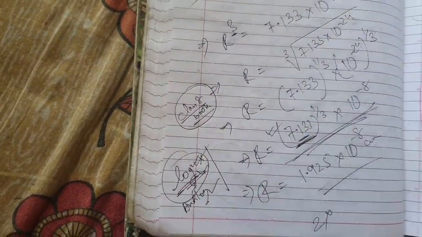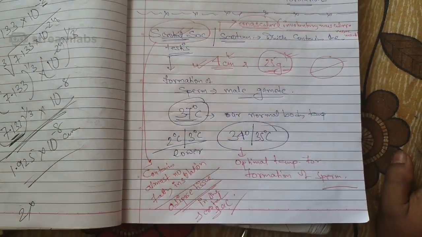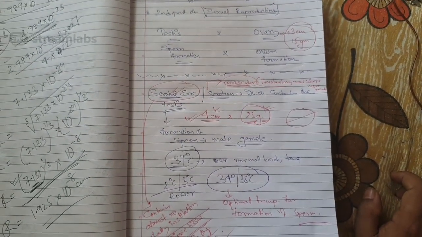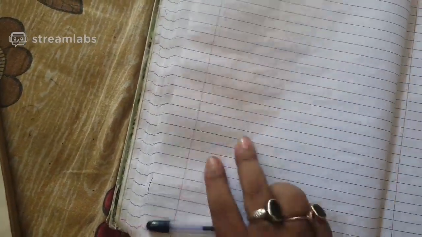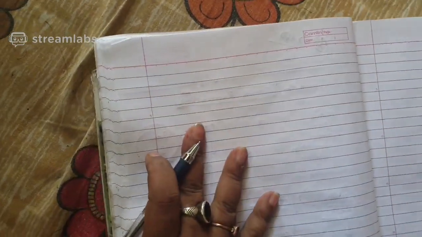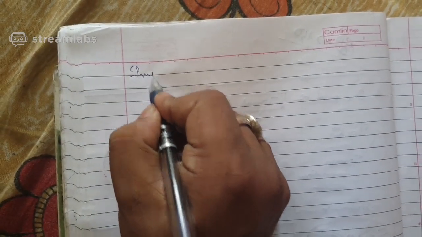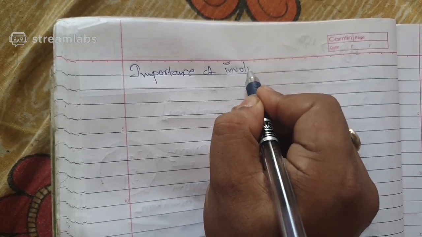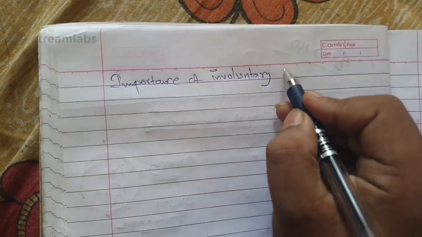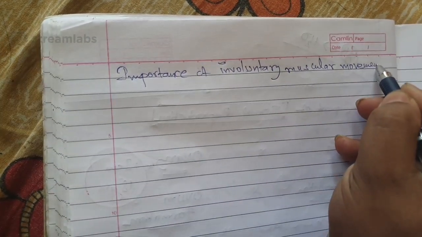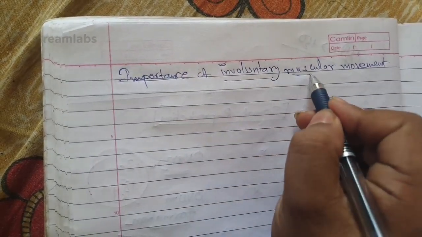So this was our first page. I will send the picture, but still you can take a screenshot from here. This is our first page of understanding. Okay, so let us move into the next page and try to understand what is the importance of the presence of involuntary muscular movement. What is the importance of the involuntary muscular movement?